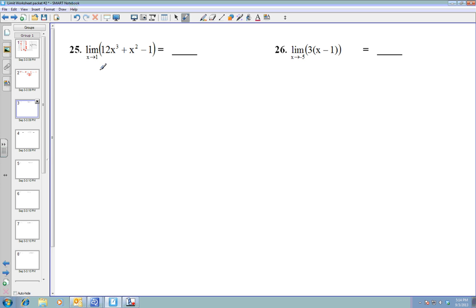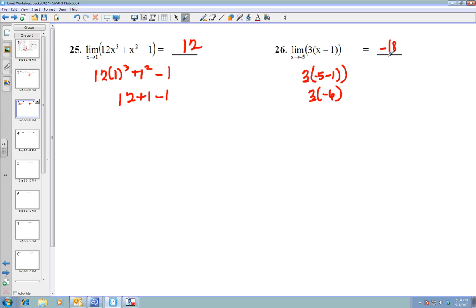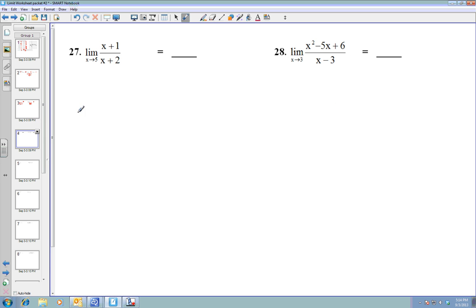25, direct substitution problem. 12 times 1 cubed plus 1 squared minus 1. So 12 plus 1 minus 1. My answer is 12. 26, direct substitution problem. 5 minus, that's a negative 5, minus 1. So 3 times negative 6, negative 18. Okay, this is a direct substitution problem again. 5 plus 1 over 5 plus 2, 6/7.